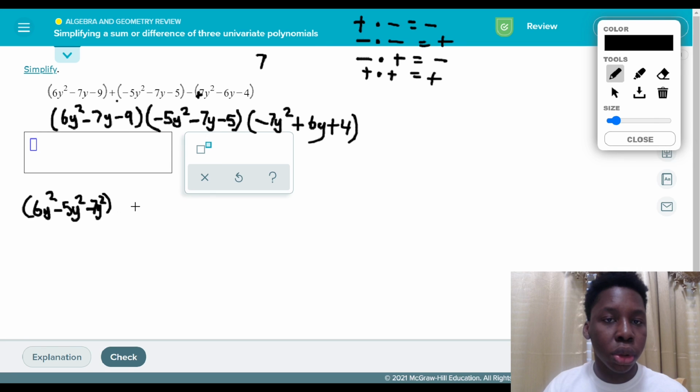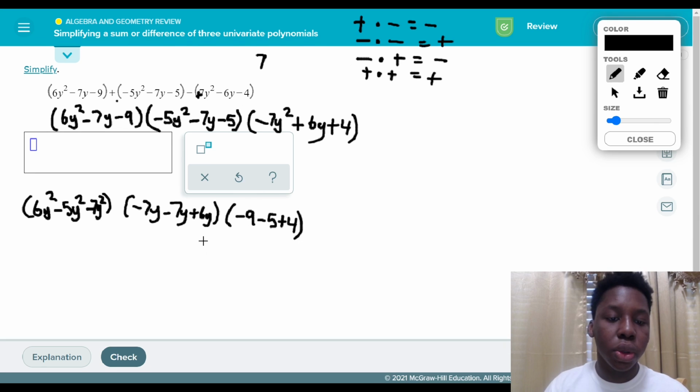So basically we're done with that, right? And then the next thing is the y's. We're bringing down minus 7y, minus 7y again, plus 6y. So we're done with that. And the next one, the normal numbers: minus 9, minus 5, and plus 4. So now what is left for us to do is to work with this and simplify everything. So 6y squared minus 5y squared, that's a minus y squared, right? Oh, that's y squared, my bad.